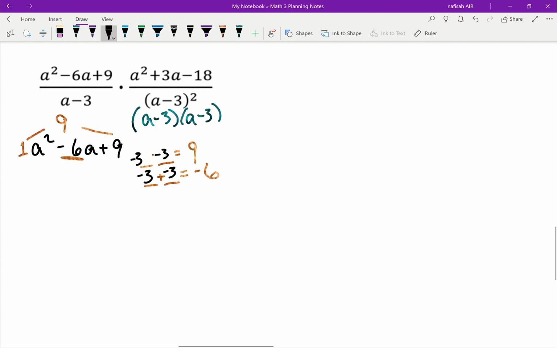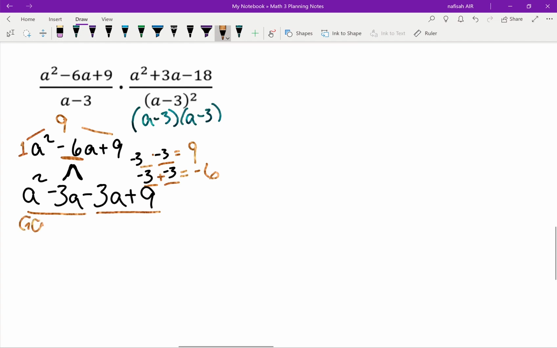So I am going to rewrite my middle term, and I'm going to rewrite it as -3a. I just took the number from the first blank, and I'm going to have another -3a. I still have a plus 9. I still have an a squared. All right, so now I can actually start factor by grouping. So when you're factor by grouping, you're going to group the first 2 terms, group the last 2 terms, take out your GCF.